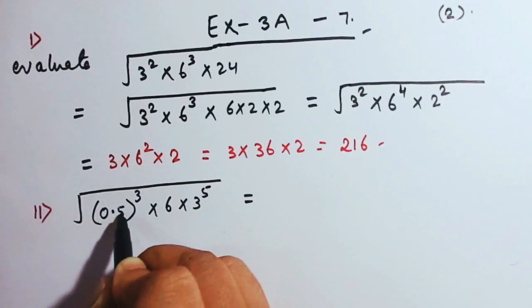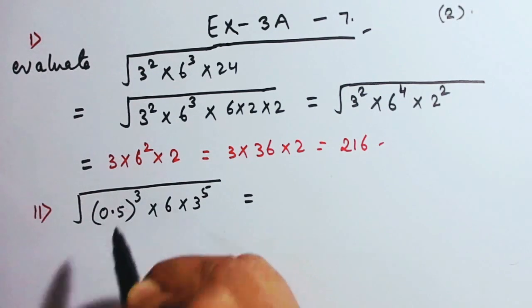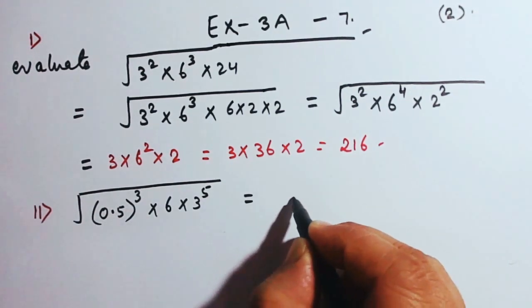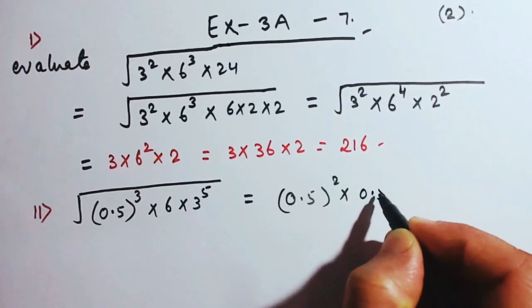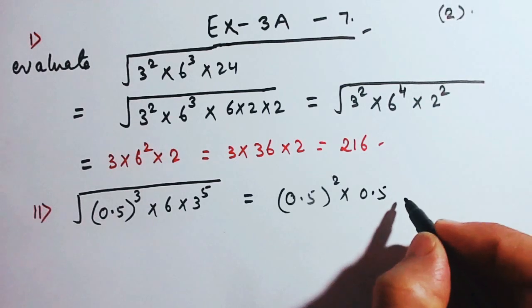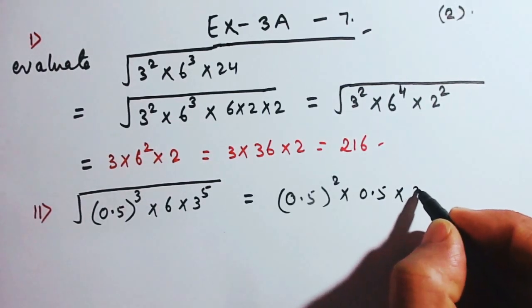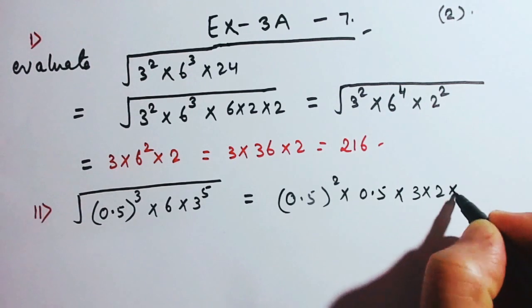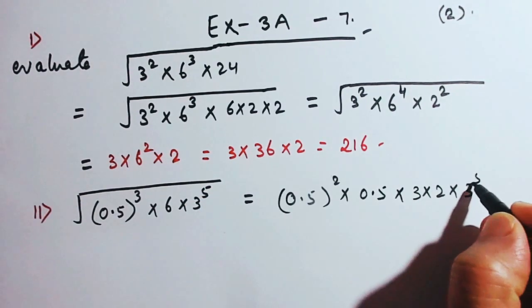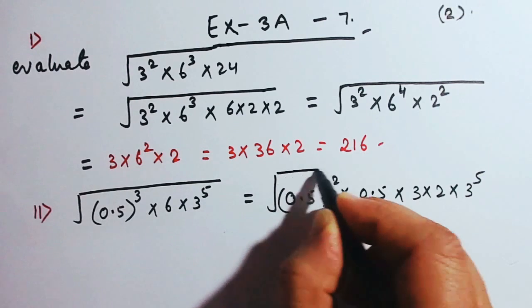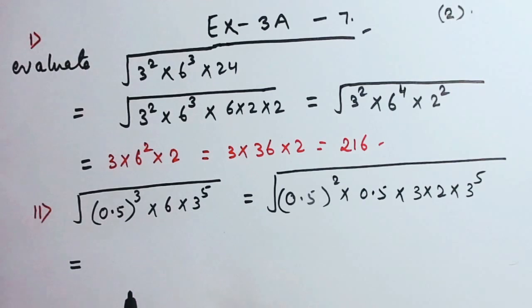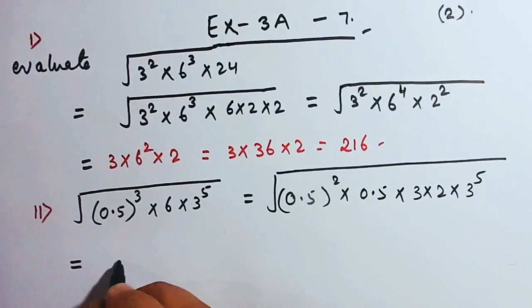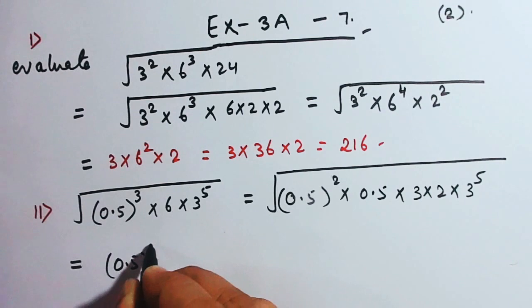When it has an odd power, there is no such pair, there is no such number which can make 0.5 with an even power. So come on, let me write 0.5 square into 0.5. This I can write, no issue. With 6, 3 2 times 6 and 3 to the power 5. So I had smartly converted this into even power. 0.5 square had an even power.